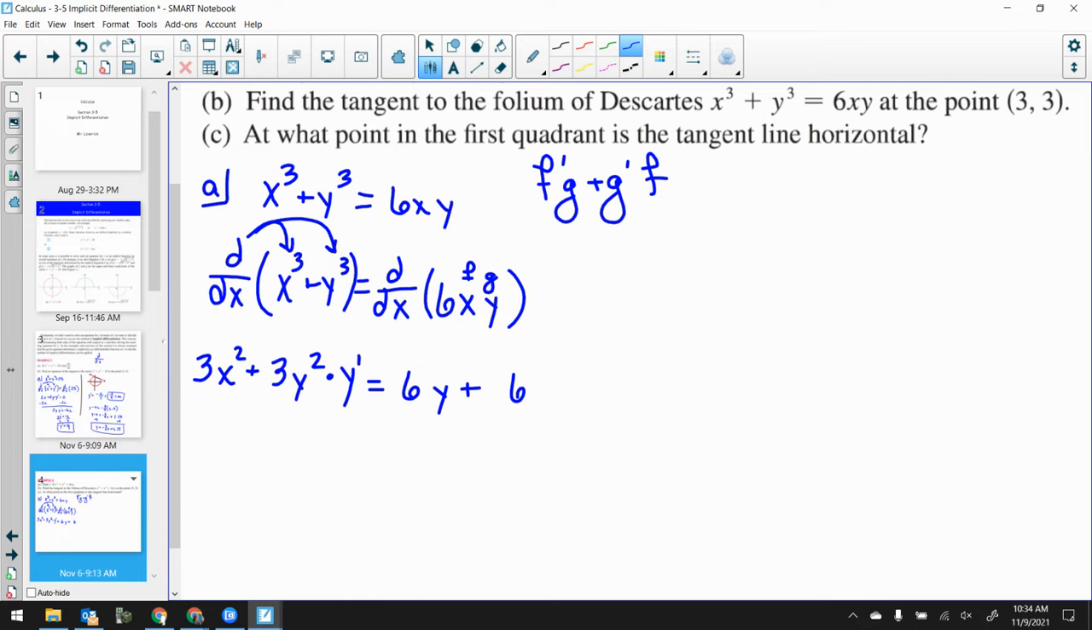G prime. Now, is there another function acting on y, other than the fact that it was multiplied by 6x? We're taking care of the fact that it's multiplied by 6x by doing the product rule. Is there anything else acting on y? No. So there's no reason for the chain rule here. So it's 6y prime times the original x.